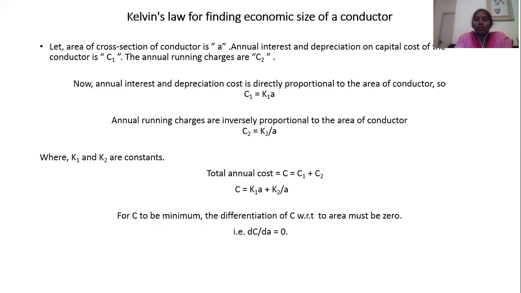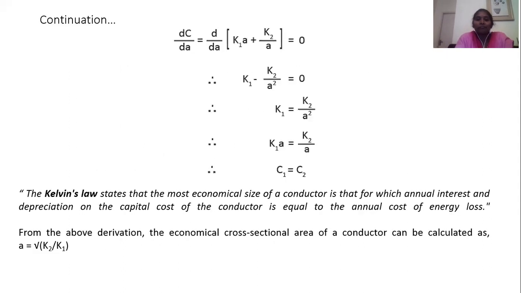So what is the total cost? The total cost is the annual capital layout cost plus the annual running cost. So I add C1 and C2, hence C is equal to C1 plus C2, that is K1A plus K2 divided by A. For C to be minimum, the differentiation of this total cost must be equated to 0. Hence, differentiating this, I get K1 is equal to K2 divided by A square. Rearranging, I can write K1A is equal to K2 by A.